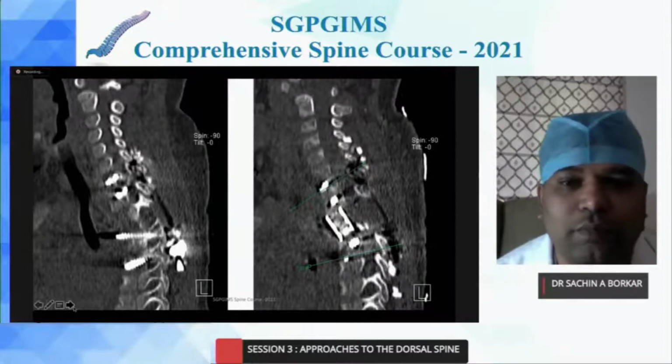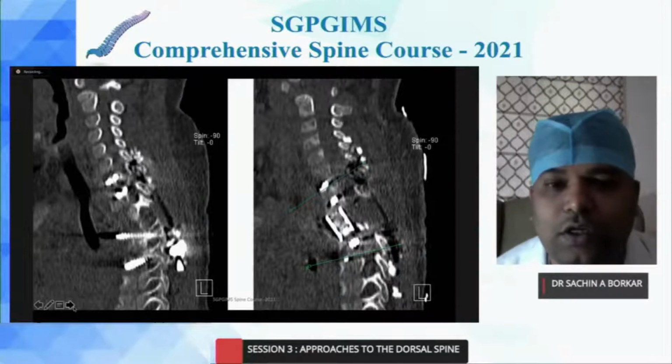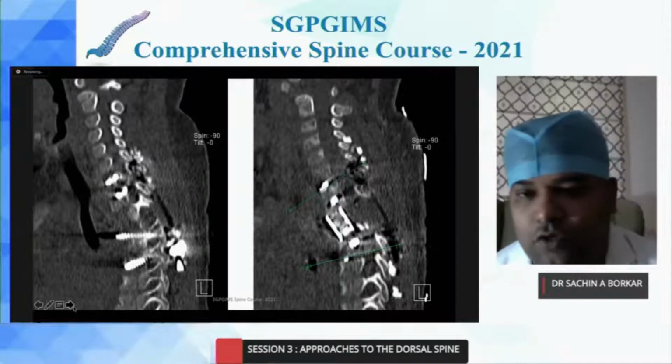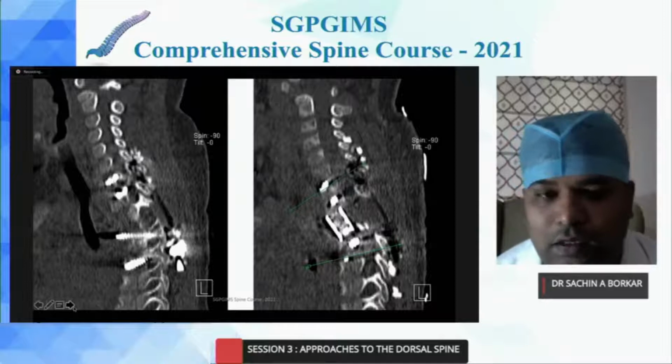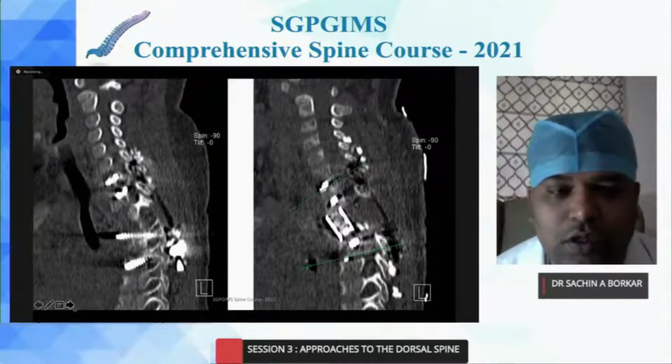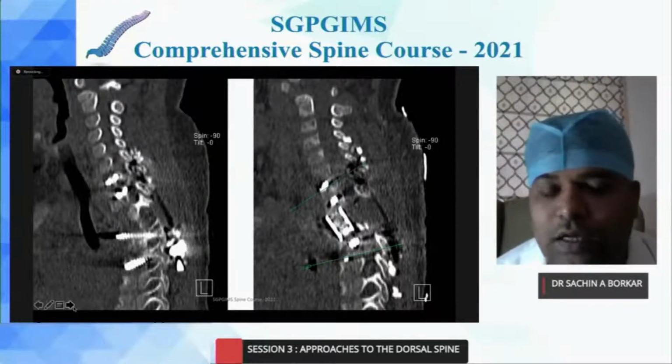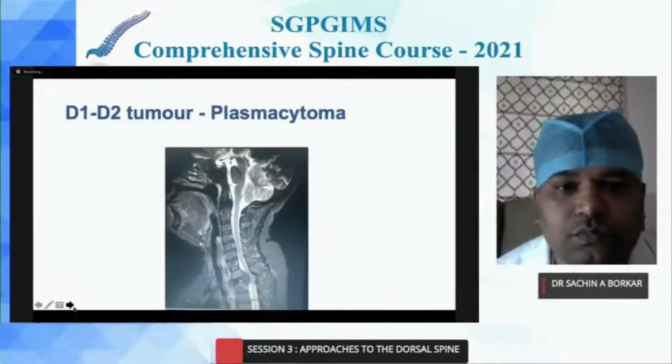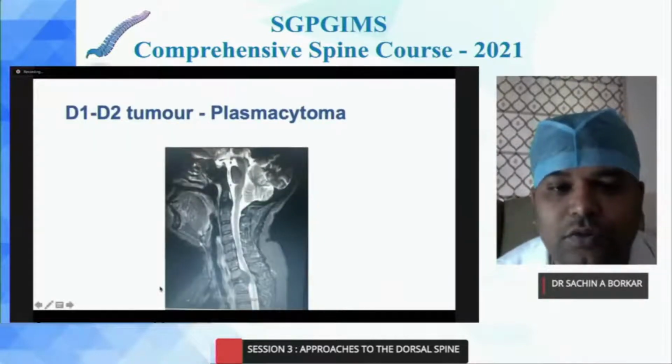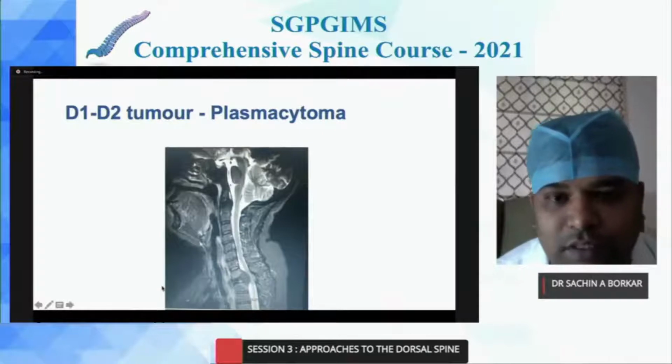So these are considerations. Even in kids, you should be thoughtful of what to do, and how extensive an approach needs to be done has to be decided. Then there are similar cases, in a similar location, but it's a plasmacytoma.